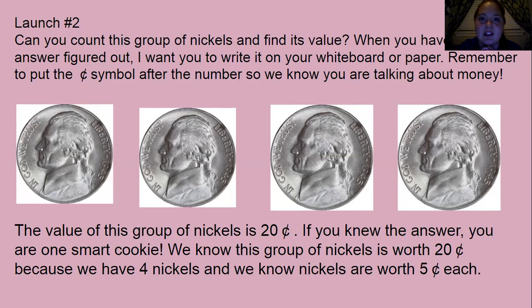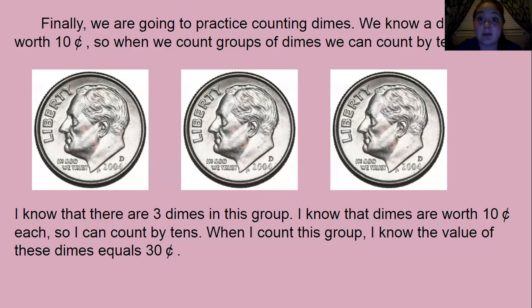Are you ready to move on to a different coin? Now we're going to practice counting dimes. We know a dime is worth 10 cents. So when we count groups of dimes, what do you think we count by? Tens, that's right. So when I see this group of dimes, I see that there are 1, 2, 3 dimes. I know that dimes are worth 10 cents each, so I count by tens when I count the group.